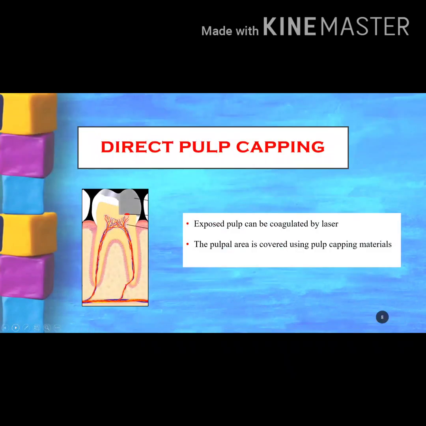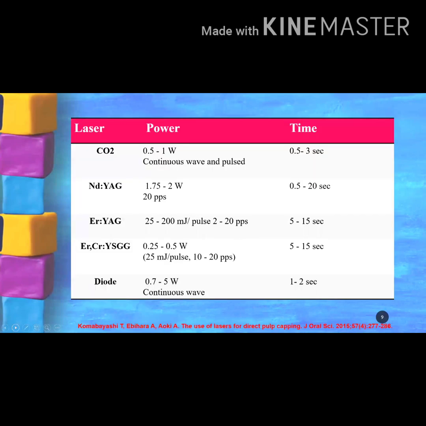Now, direct pulp capping. Direct pulp capping is defined as a procedure in which exposed vital pulp tissue is covered by a protecting dressing medicament on the exposure site to maintain the vitality of the pulp. The exposed pulp can be coagulated by a laser, and the pulpal area is covered using pulp capping material like MTA, calcium hydroxide. These are the lasers used for direct pulp capping.